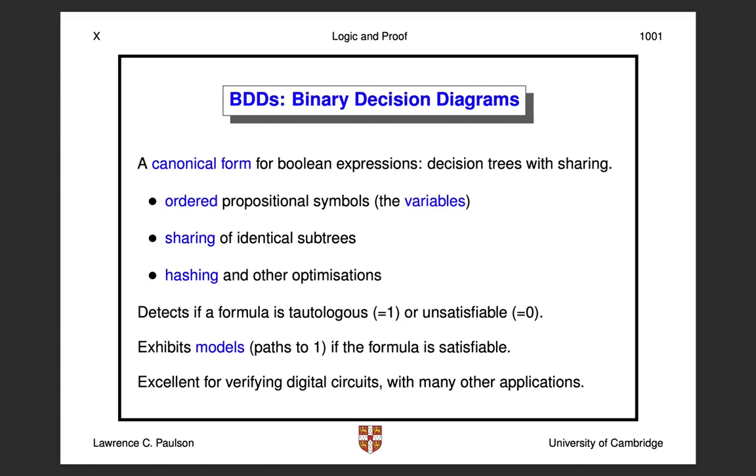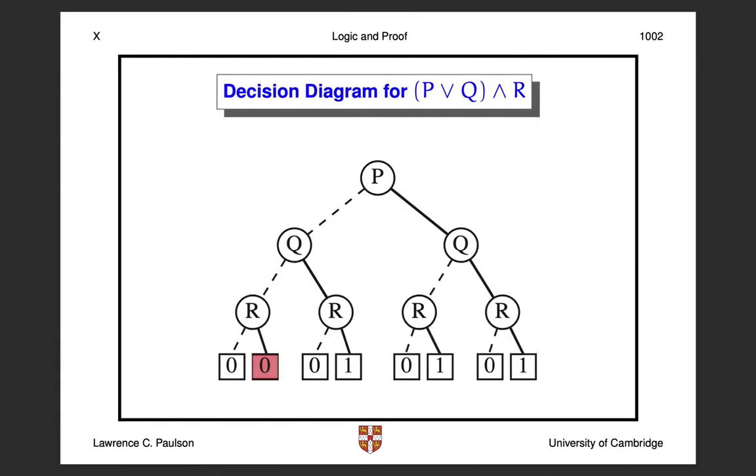BDDs emerged around the late 80s and were soon found to be very useful for verifying certain digital circuits such as adders, and have since found many other applications. Now, how do we actually do them? Well, that is actually a tricky business, and first I want to consider the question of what BDDs are in principle. So let's look at this very simple propositional formula here.